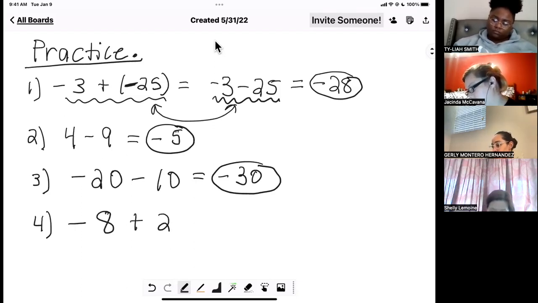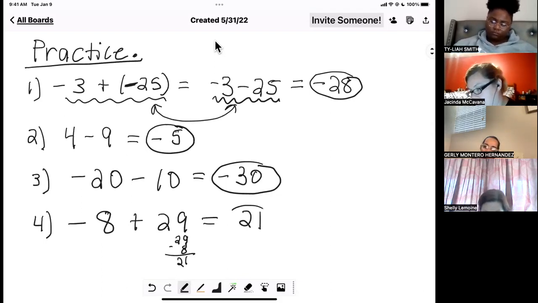-8 plus 29. Okay, 8 is negative, 29 is positive. They're opposite signs, so I have to subtract them. I'll do a little bit down here. 29 minus 8 is 21, but 29 is bigger and 29 is positive, so the answer is +21.